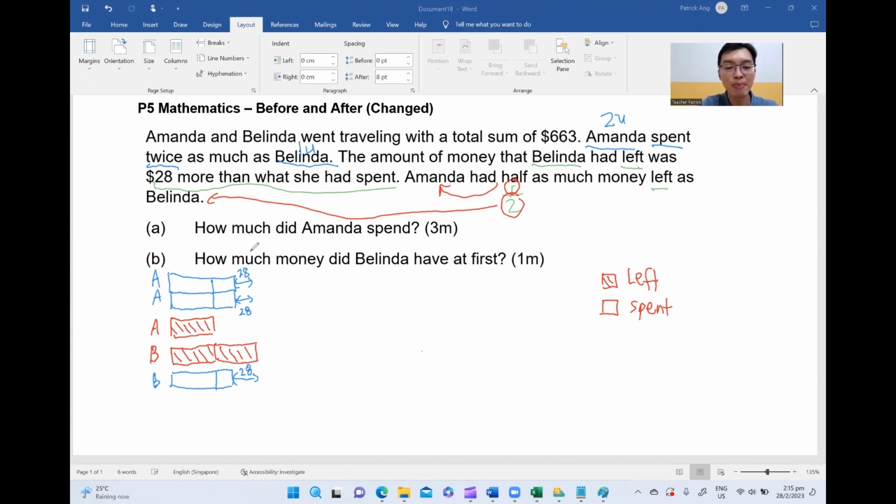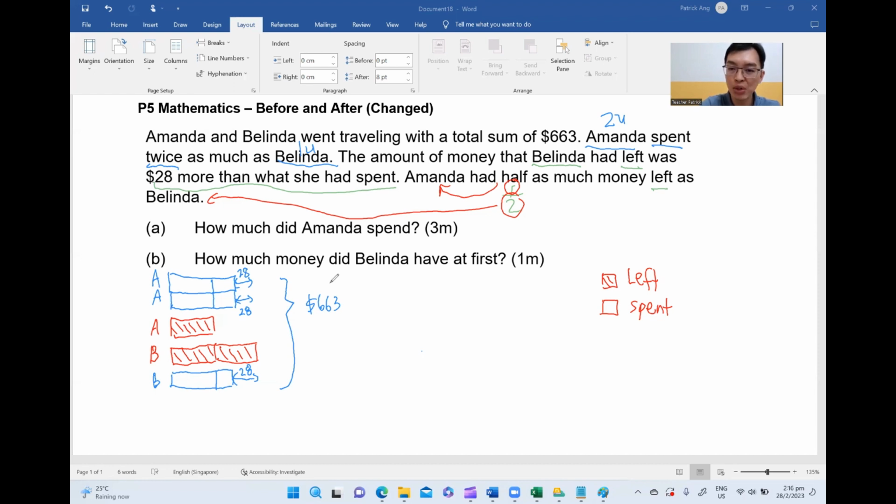Then the last part is to add in another statement stating that the total sum is $663. First step, we should add in $28 for Amanda and $28 for Belinda so that the unit size will all be the same. What do I mean by that?